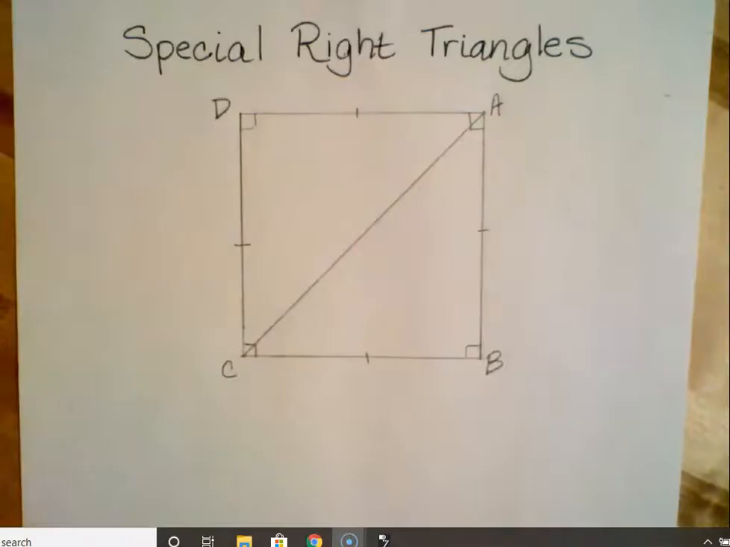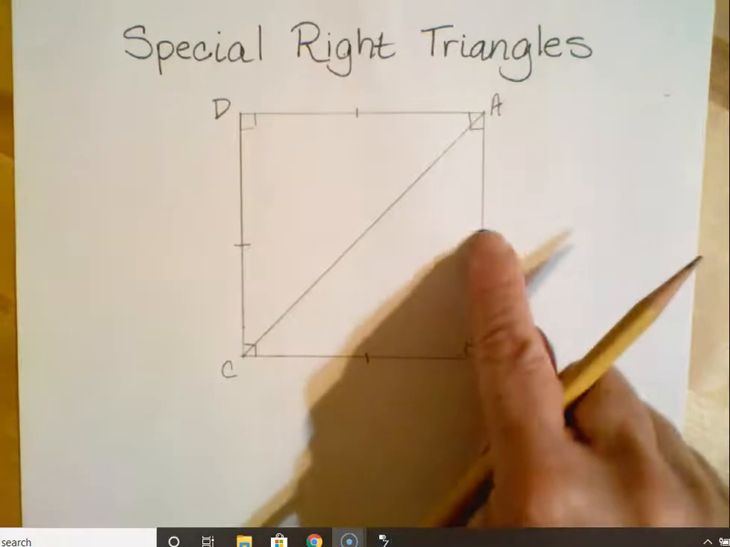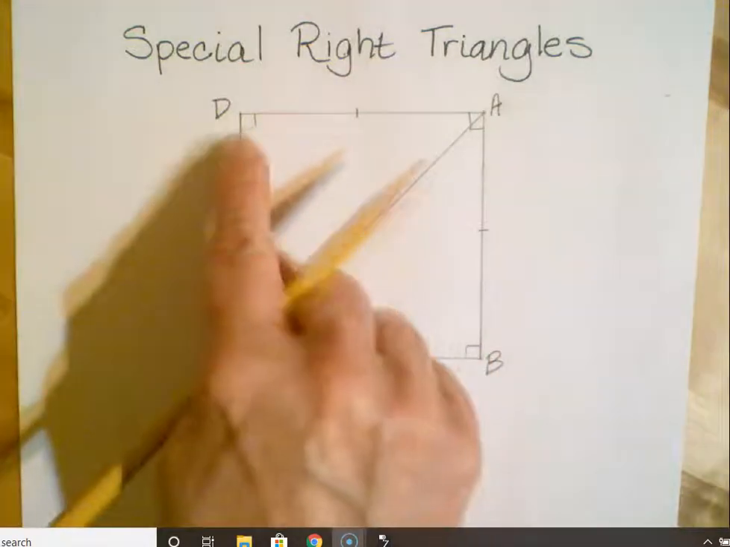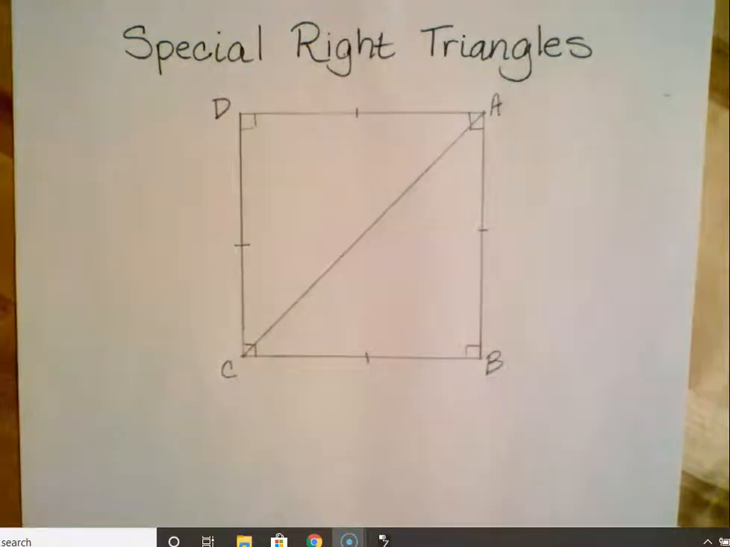Now, there's special relationships that exist between these two triangles. First of all, we know they're congruent to each other, and we know that's true because of side angle side. But aside from that, we also know that these two right triangles, since they have one right angle each, also are isosceles triangles based on the fact that their legs are congruent.